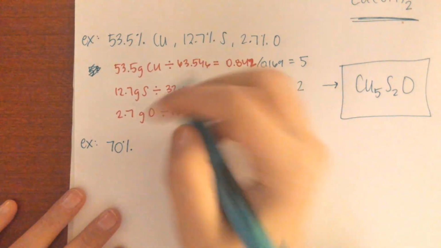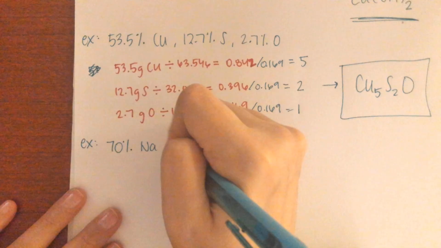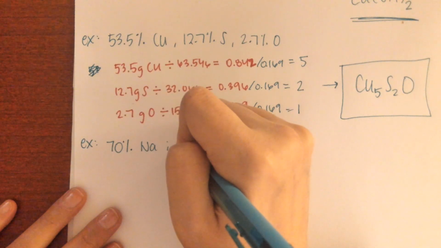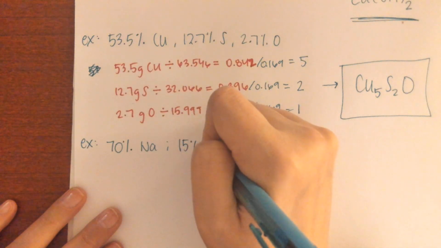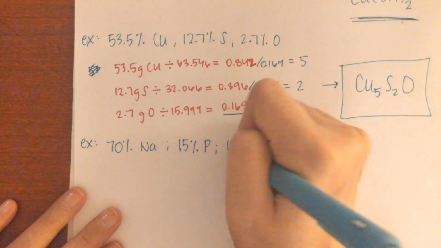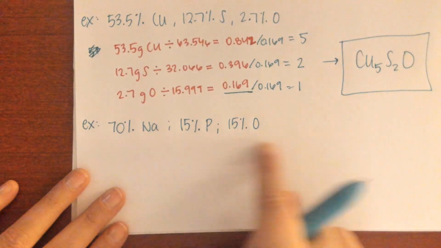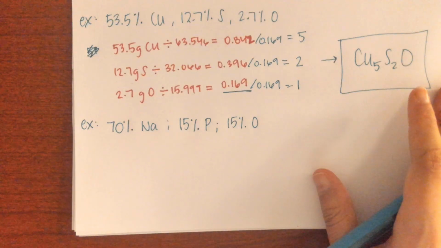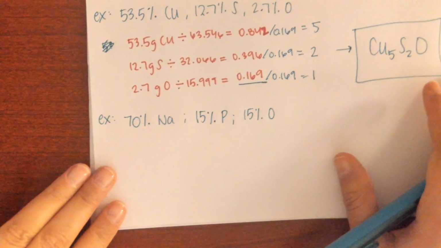Let's do something simple. Let's do something weird but simple. Let's see if this works. I'm trying to do simple percentages: 70, 15, 15. It should be out of 100. If it's not out of 100, it's fine. Just always assume out of 100 grams.